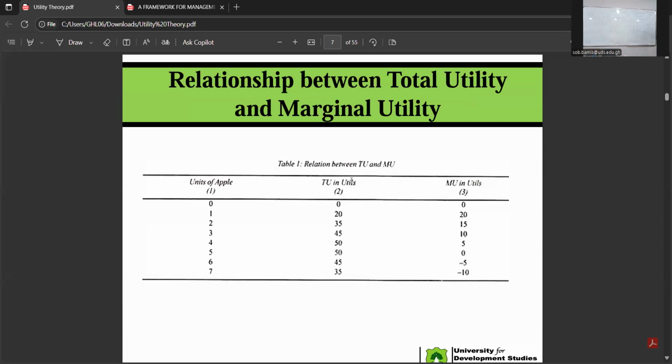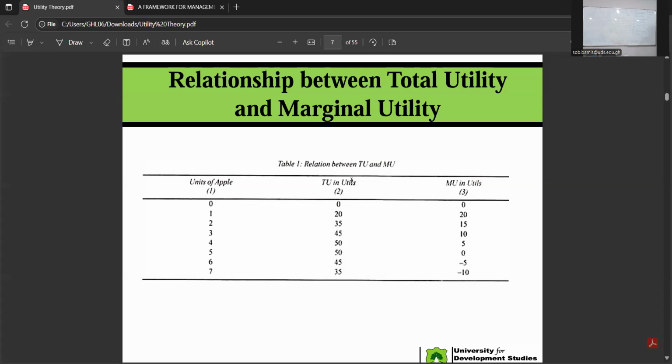When the units of apples consumed is 0, total utility will be 0. And marginal utility will also be 0. When the units consumed of the apple is 1, and it gives us a total utility of 20, our marginal utility in that case is also going to be 20. Then we take the additional unit, which is the second unit. Our total utility increases to 35. What then will be our marginal utility? It will be 35 minus 20.